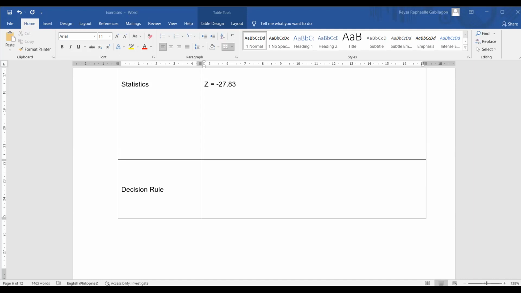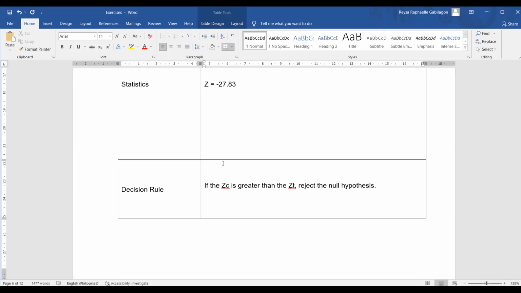Sige. What is our decision rule here? Our decision rule is if the computed Z is greater than the tabular Z, reject the null hypothesis. You can actually write this one. Kung baliktad naman, you have to accept. So again, if the computed Z is greater than the tabular Z, reject the null hypothesis.